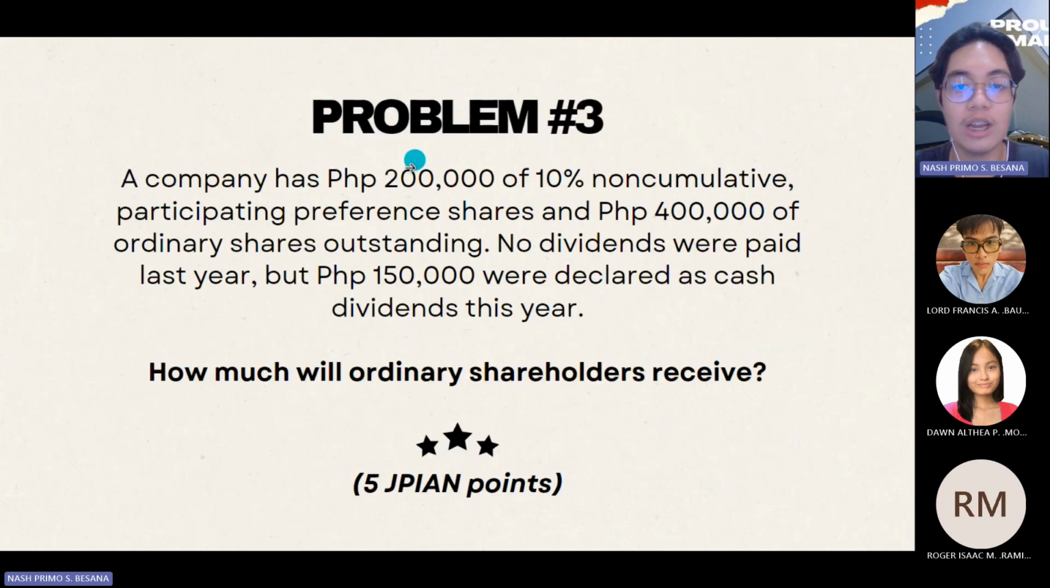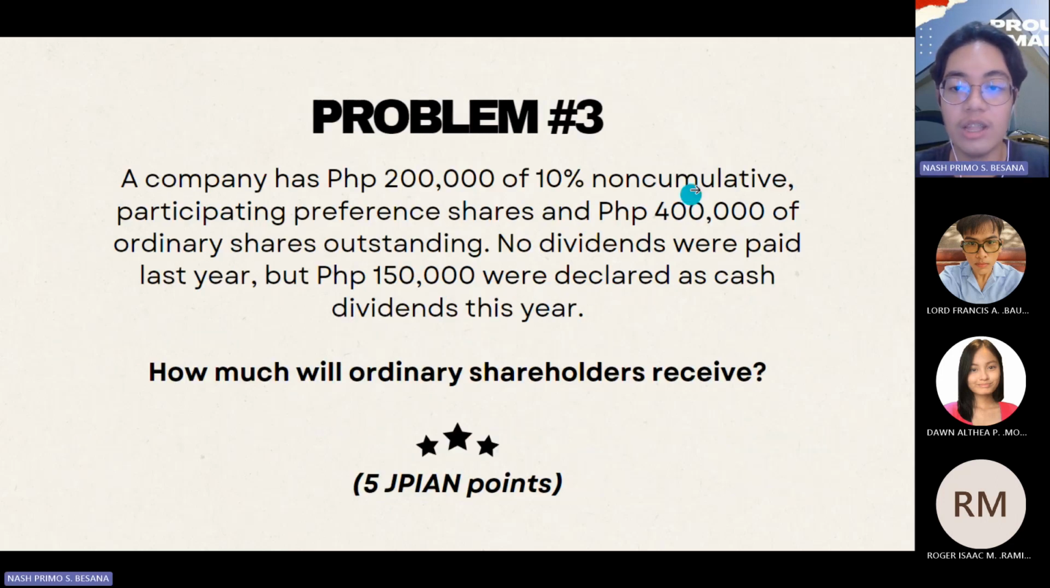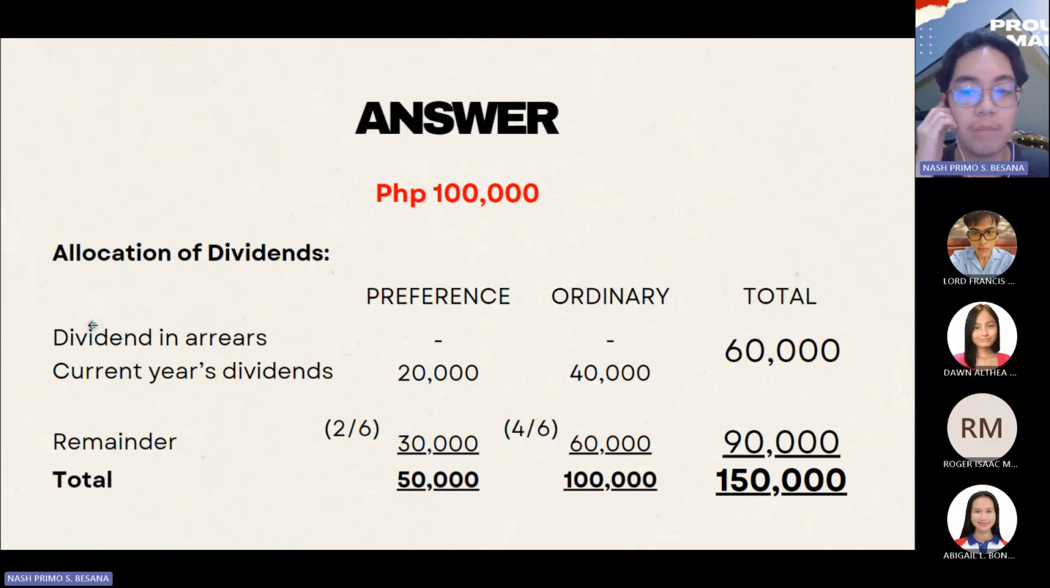So yung 200,000 ni preference times 10%, they would receive 20,000. And then for ordinary na 400,000 times 10%, they would receive 40,000. Like I said kanina, kapag meron ka ng dividend in arrears tsaka current year's dividends, stop ka muna. Kunin mo muna yung subtotal nila. So 60,000 pesos.